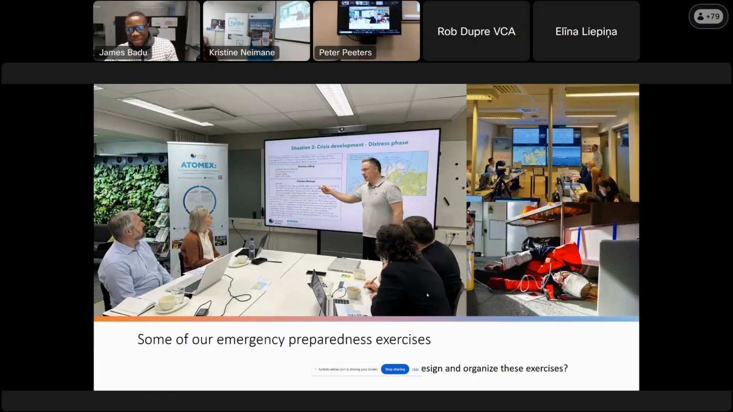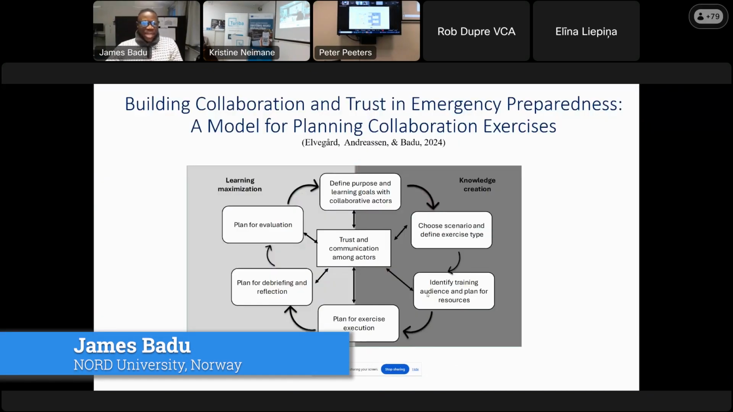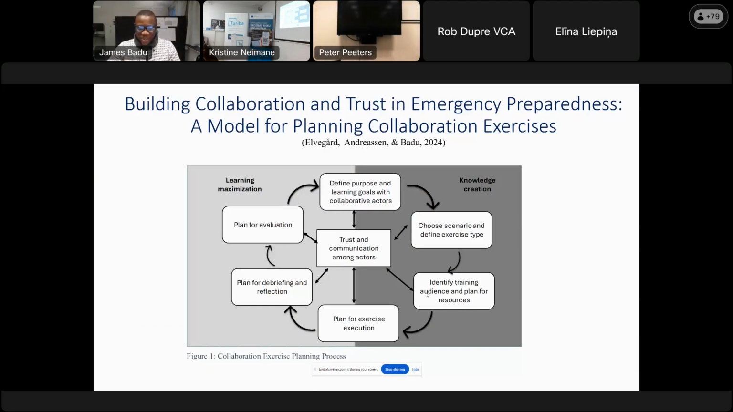But the point that I was making with showing these pictures of our center organizing these exercises has to do with how we design and organize it. As you all know, in Norway, we focus so much on trust building and also communication. And so we take this as a pivot when we are planning exercises with our actors. So how to build trust and how to communicate, we try to make this a strategy in our exercise planning phases. There are different forms and different opinions on this, but this is how we see it.